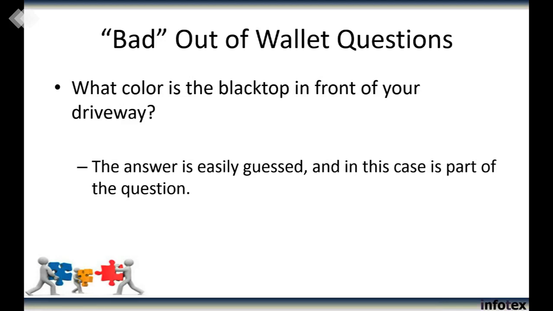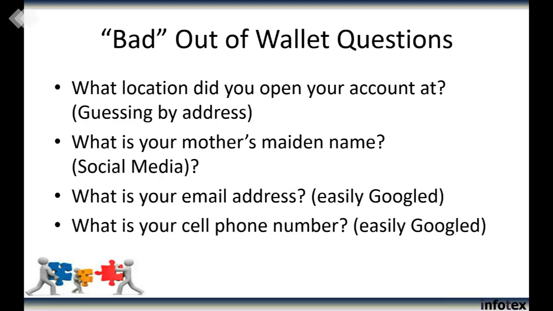This is not easy. But some examples of out of wallet questions include, what location did you open your account at? We're seeing this. Stacy, you're seeing this a lot, aren't you? Yes. Yeah, and it becomes real easy for Stacy to guess, because even if you had 5 branches, if she guessed the right branch, that's a 20% probability that she can guess the branch. But more importantly, if she already knows what your address is or what the victim's address is, that's going to make it even easier.